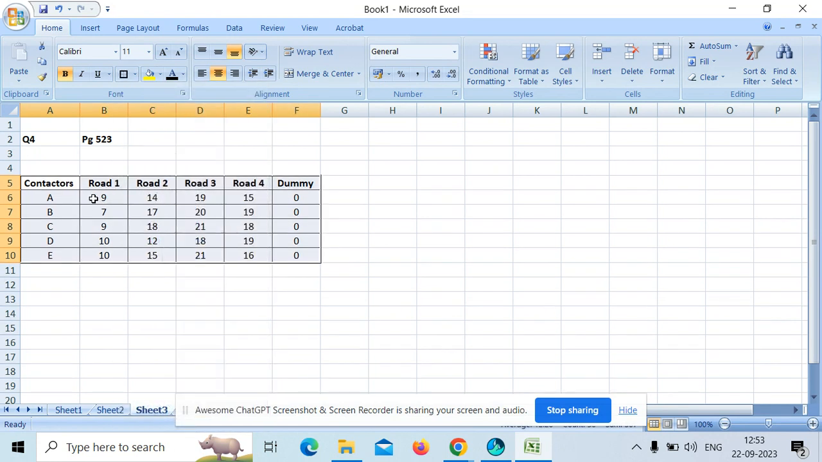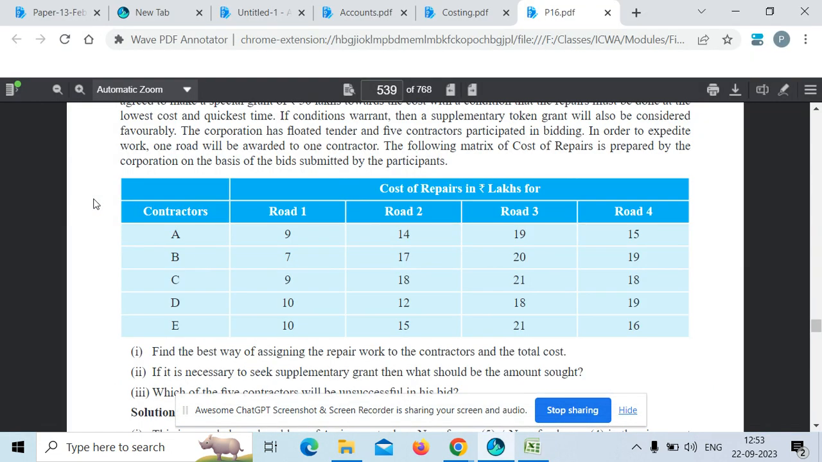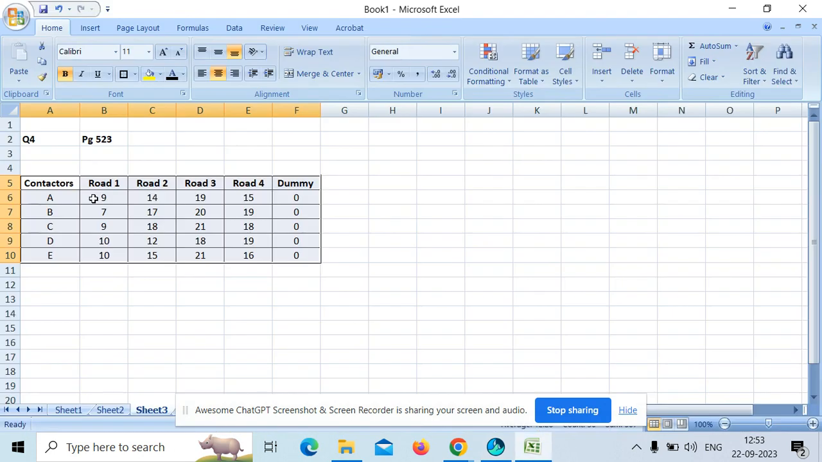Okay. So after this, we are supposed to go for row operation, column operation, whatever you have to do after this step. So this way we convert unbalanced into balanced. This was unbalanced for us. My number of columns and my number of rows were not equal.